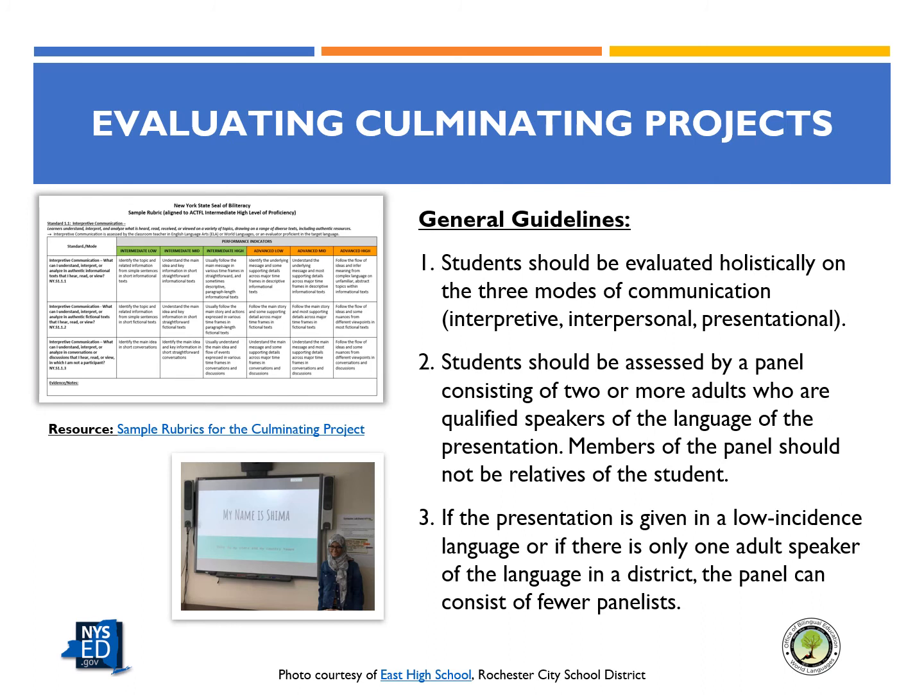Here are some general guidelines to follow when evaluating culminating projects. Students should be evaluated holistically on the 3 modes of communication: interpretive, interpersonal, and presentational. Schools may use the sample rubric or provide their own rubric to evaluate student projects. Students should be assessed by a panel of interviewers consisting of 2 or more adults who are qualified speakers of the language of the presentation. If the presentation is given in a low incidence language, or if there is only 1 adult speaker of the language in a district, the panel can consist of fewer reviewers.